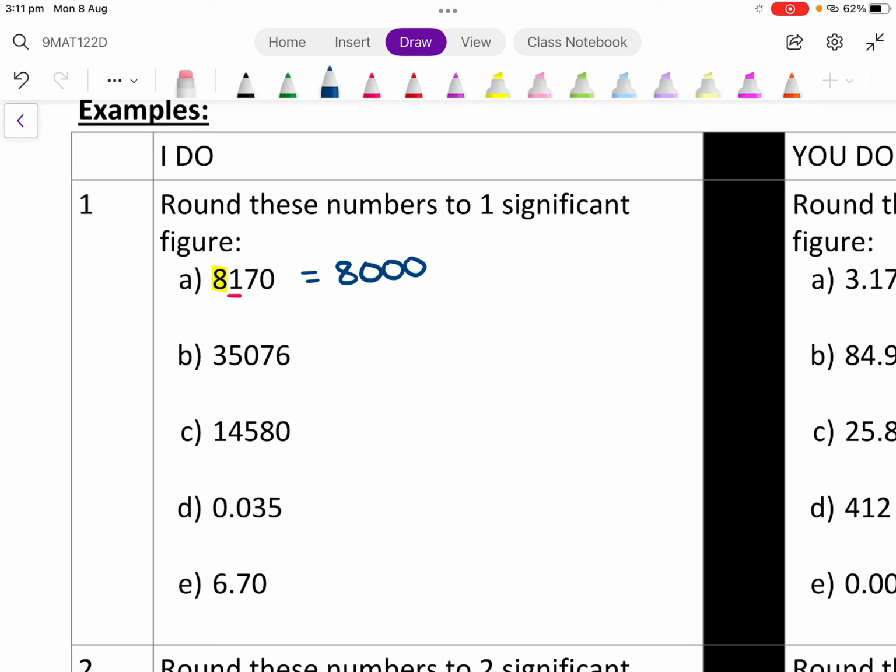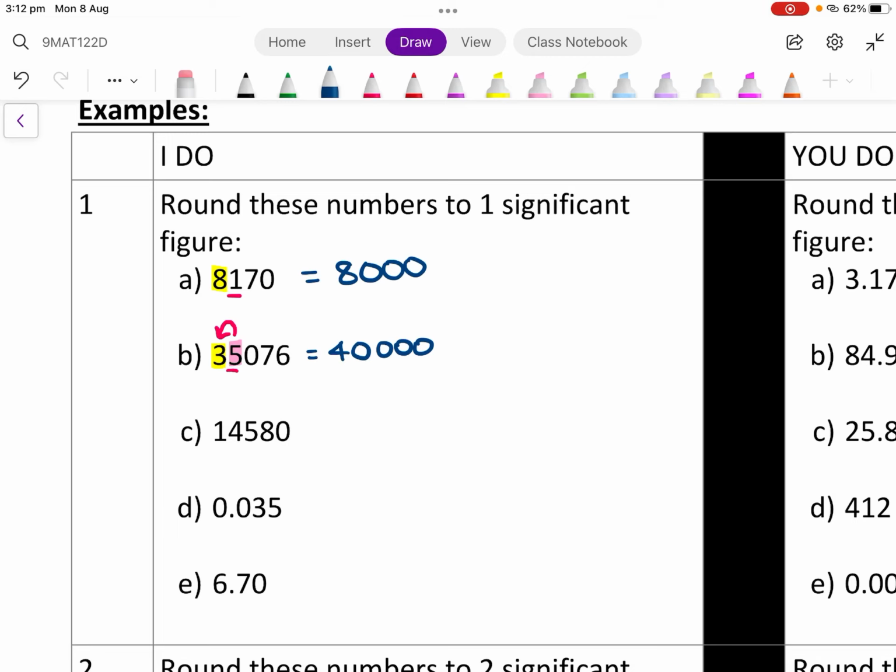In B, our first non-zero digit is the 3. Now we have to look at the digit after the 3, which is a 5. Because this 5 is greater than or equal to 5, we have to round up to make the 3 a 4, and then we make all the other digits 0, so that our answer is 40,000.